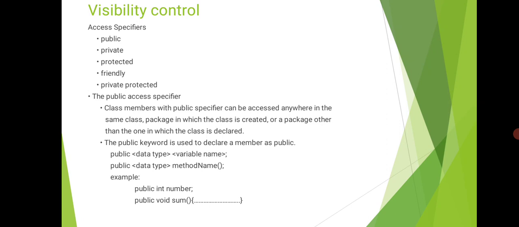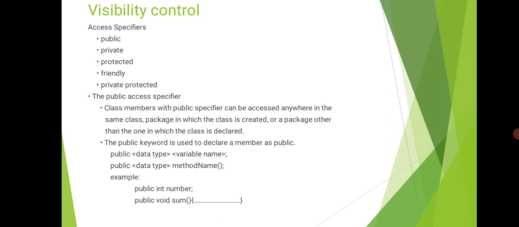That is, with the public access specifier, that particular method and that data or variable is called a member. That is, both data variables and methods. These members can be accessed anywhere in the class, anywhere in the package, in the same package or in the other packages. It can be accessible anywhere. Okay.